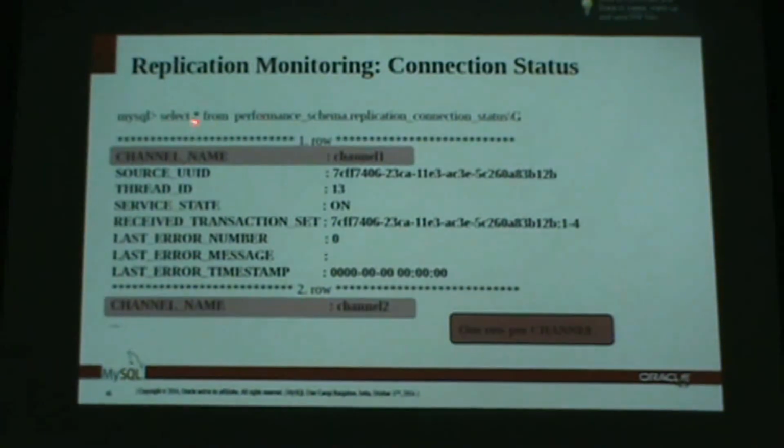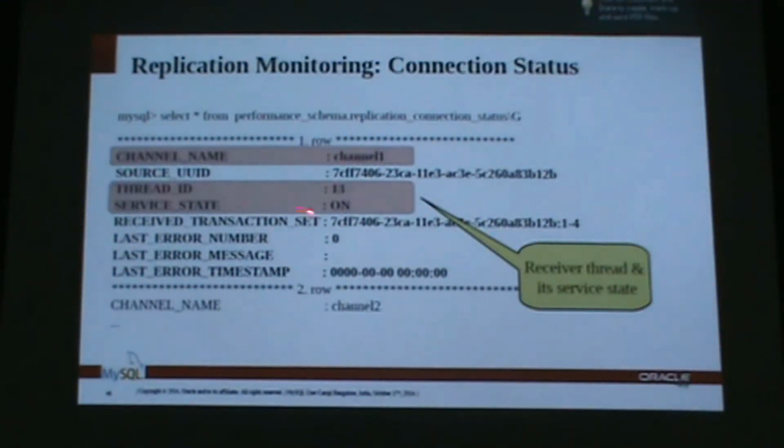As you can see, select star from performance_schema.replication_connection_status will give you n number of rows, 1 row for 1 channel. So channel 1 has some data, and channel 2 has some data. If you have n channels, you have n rows. Here you see the source ID and thread ID, and then the service state: is the channel working fine, is it running or not. Then, in that channel, how many transactions have been received, and is there any issue with the recent transaction when applying it.